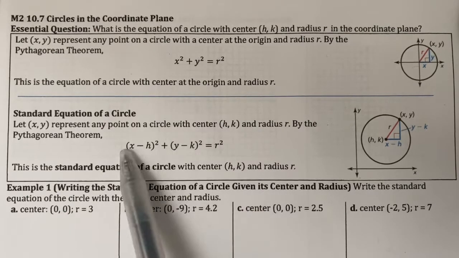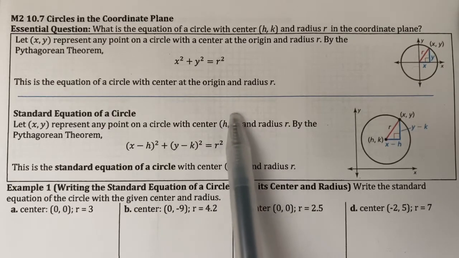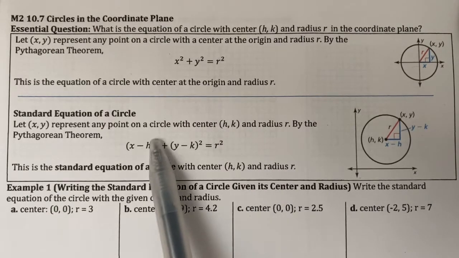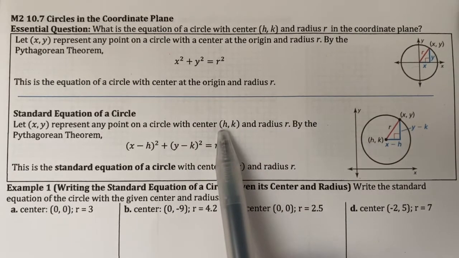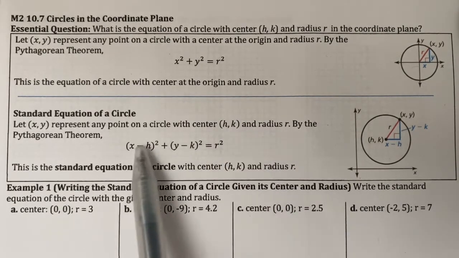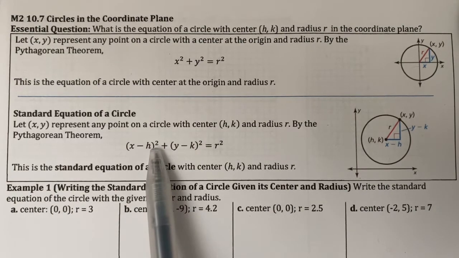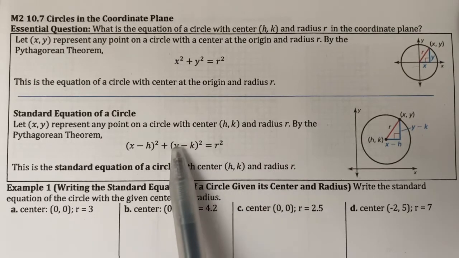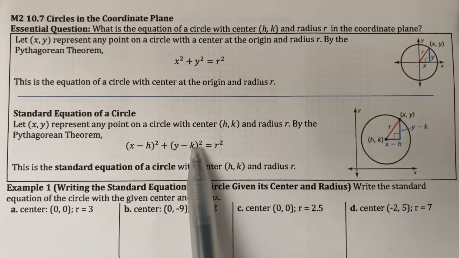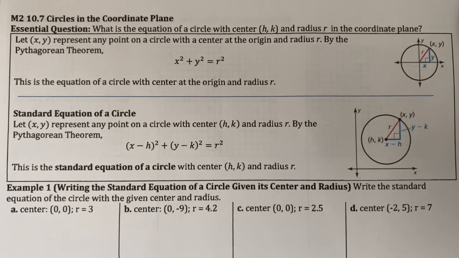So what I like to do is whatever my point is for my center, I just take the opposite of it when I put it into the equation. So for example, if our point is (2, -3), then we would have an x minus 2 here, because the opposite of 2 is minus 2. And if we have a -3 for k, we would have a y plus 3 here, because the opposite of -3 is plus 3. We're going to use the standard equation of the circle to write some equations for circles.